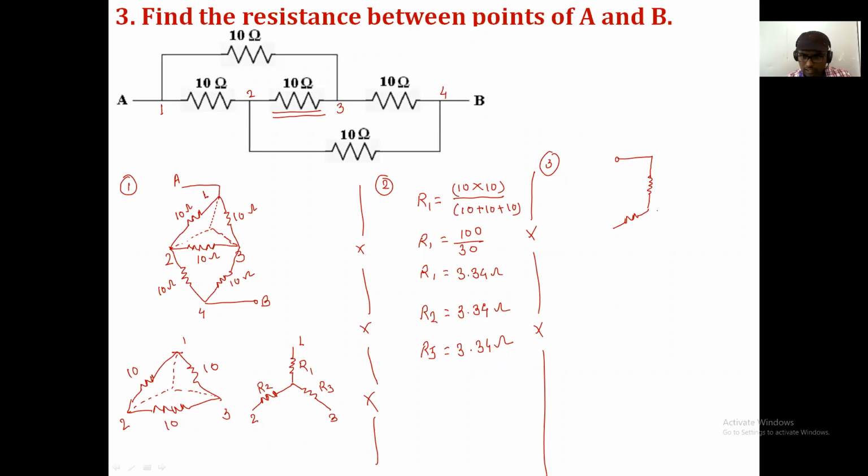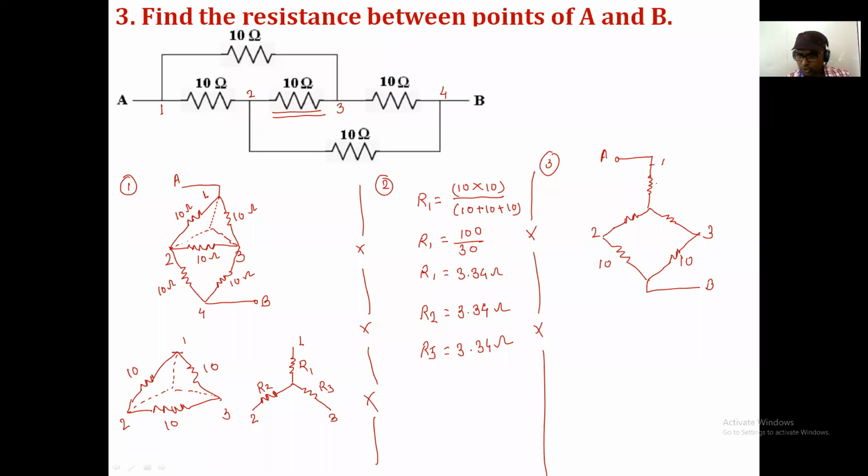You can see the dotted lines in the delta; instead of that I am now drawing the star diagram, and the remaining sides stay as they are, no change in that. The remaining sides are there. Is it right? And this is point B. See that this is point A. Here I say this is point 1, this is point 2, this is point 3, and these are the remaining sides of 10 ohm as they are.